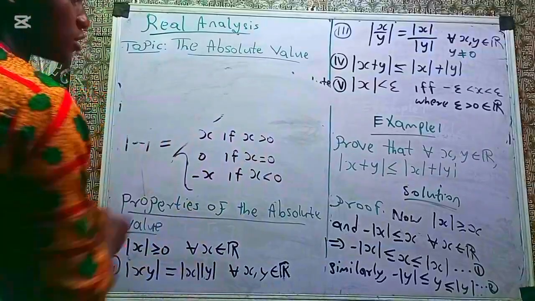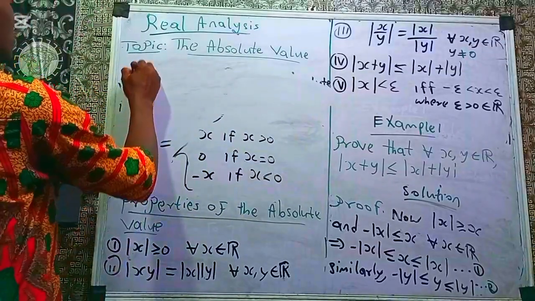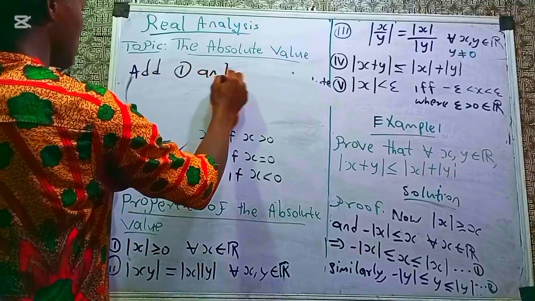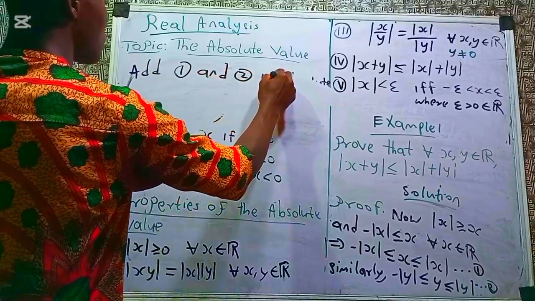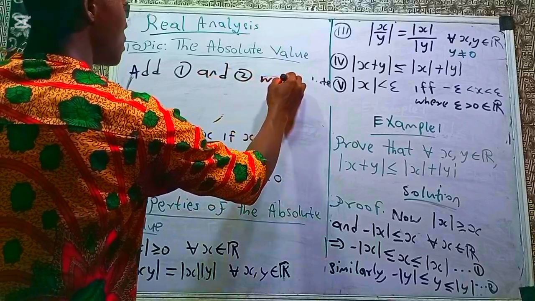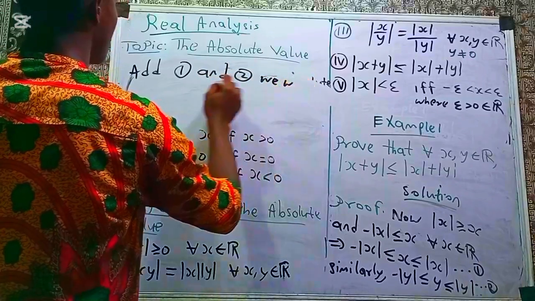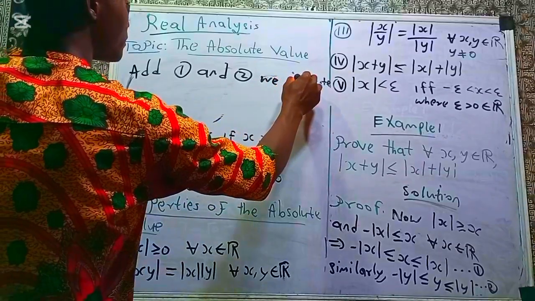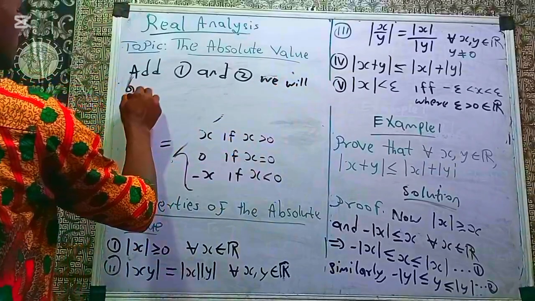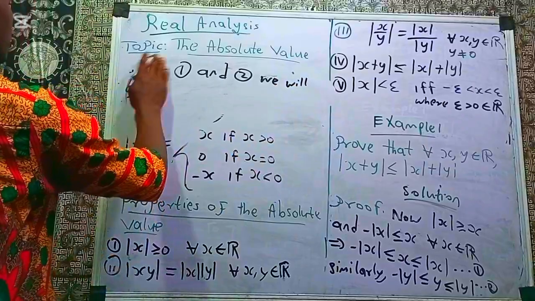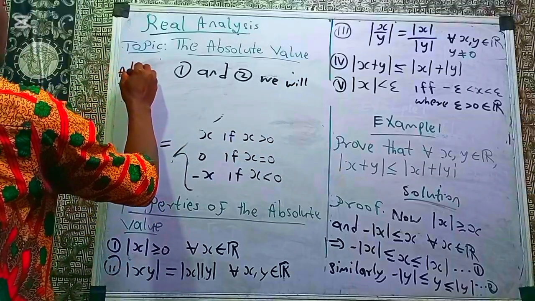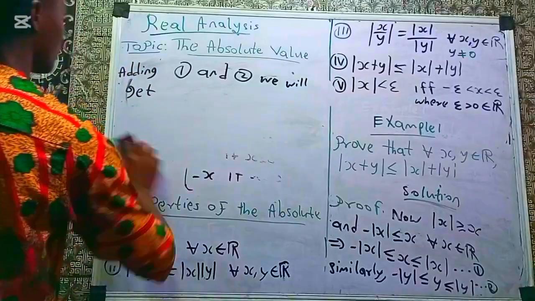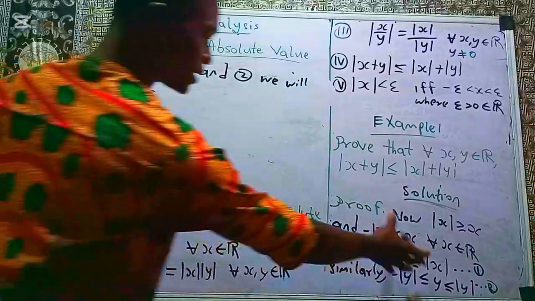So let's continue. So let's add the two inequalities. Add 1 and 2. We add 1 and 2. Adding 1 and 2, so let's add the two inequalities.